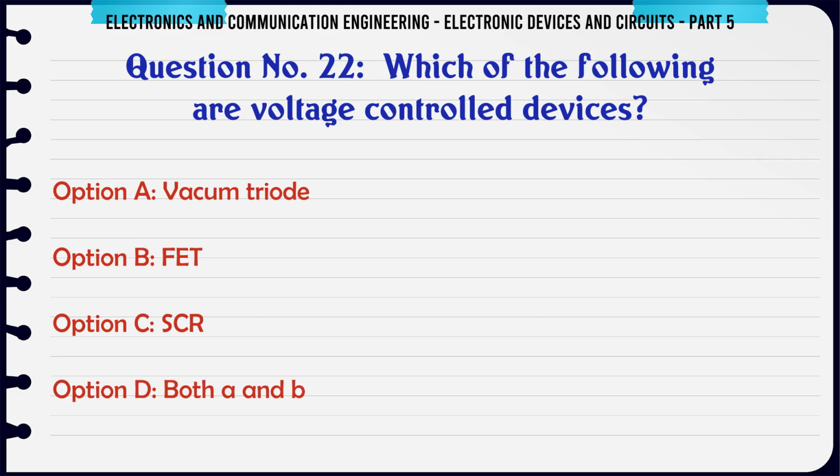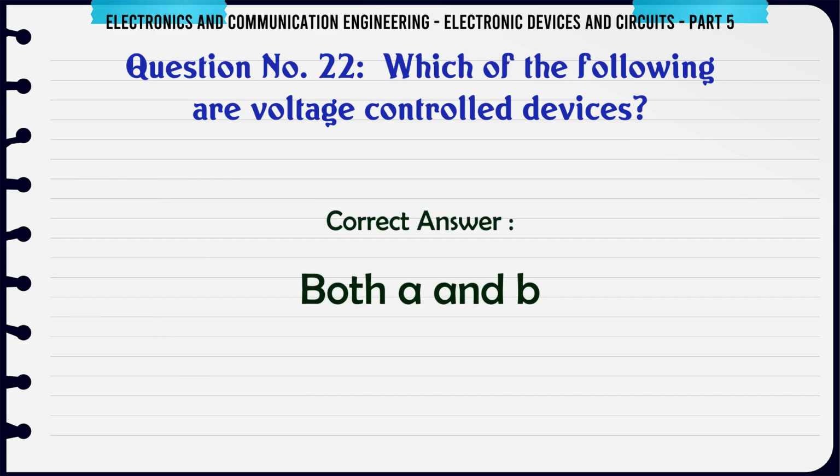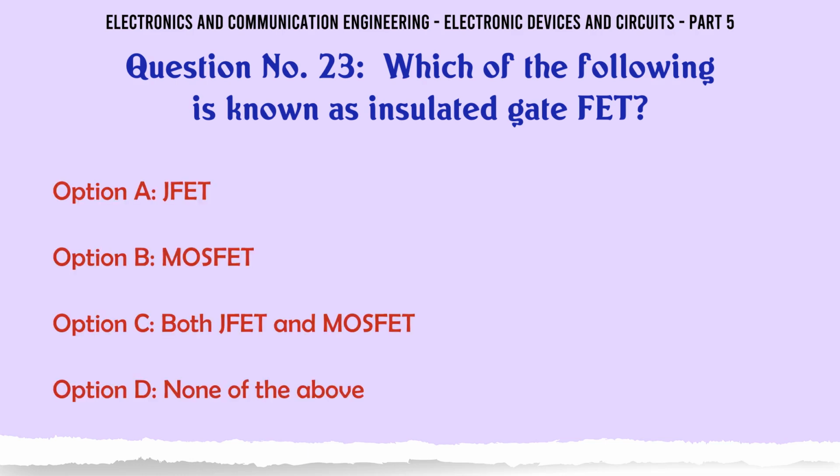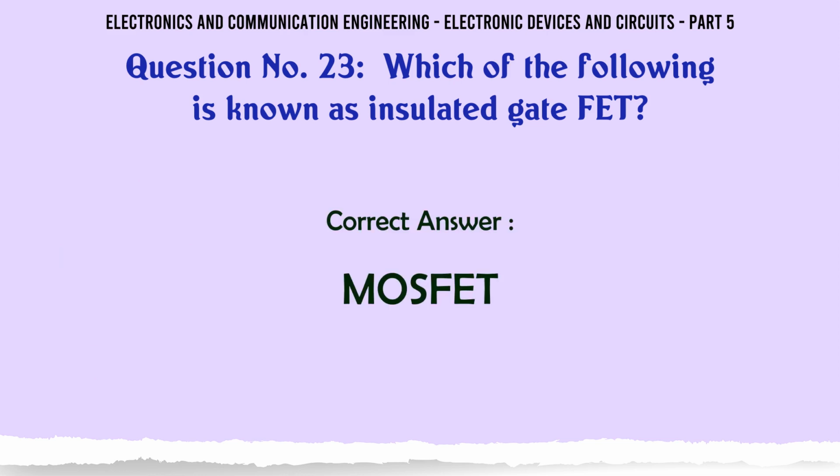D. Both A and B. The correct answer is both A and B. Which of the following is known as insulated gate FET? A. JFET. B. MOSFET. C. Both JFET and MOSFET. D. None of the above. The correct answer is MOSFET.